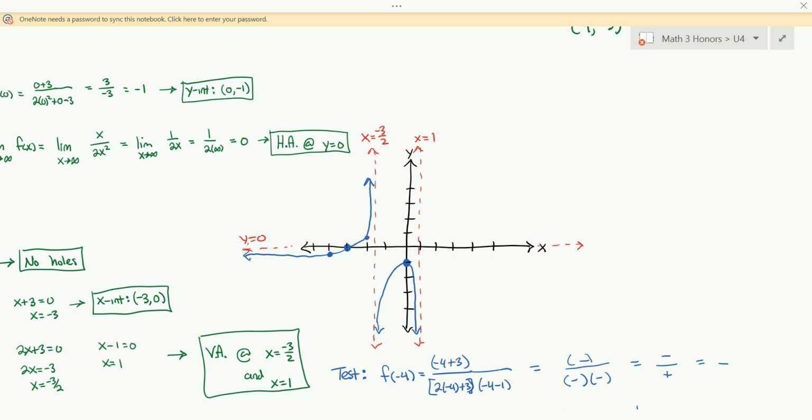So it only touches the x-axis there. That's the only x-intercept, because that's what an x-intercept is. Okay, so see if you can finish it. Pick a test point. See if you can figure out what's going to be there.